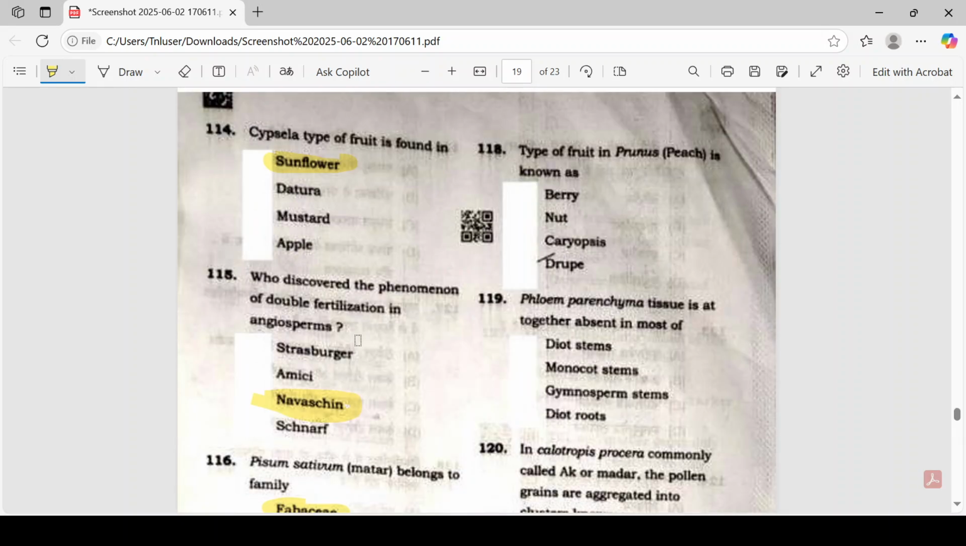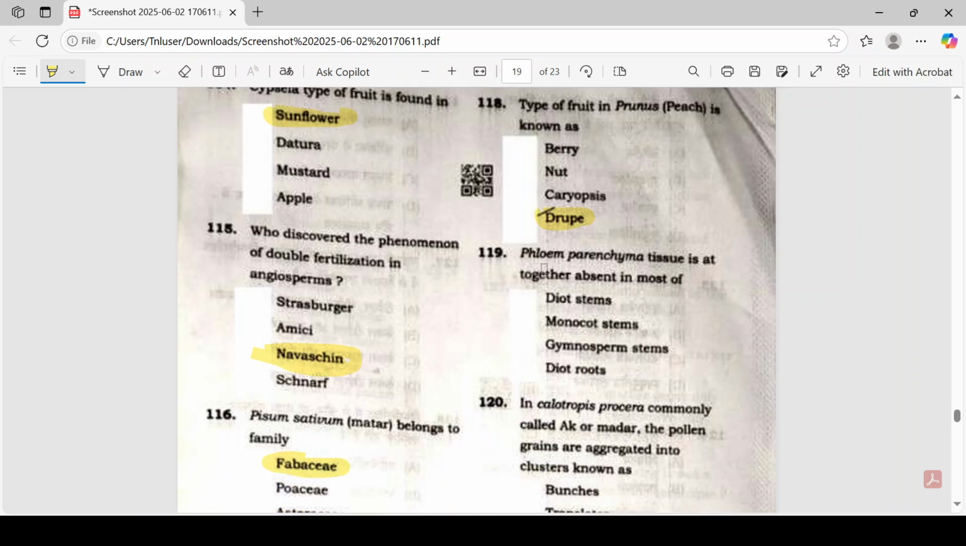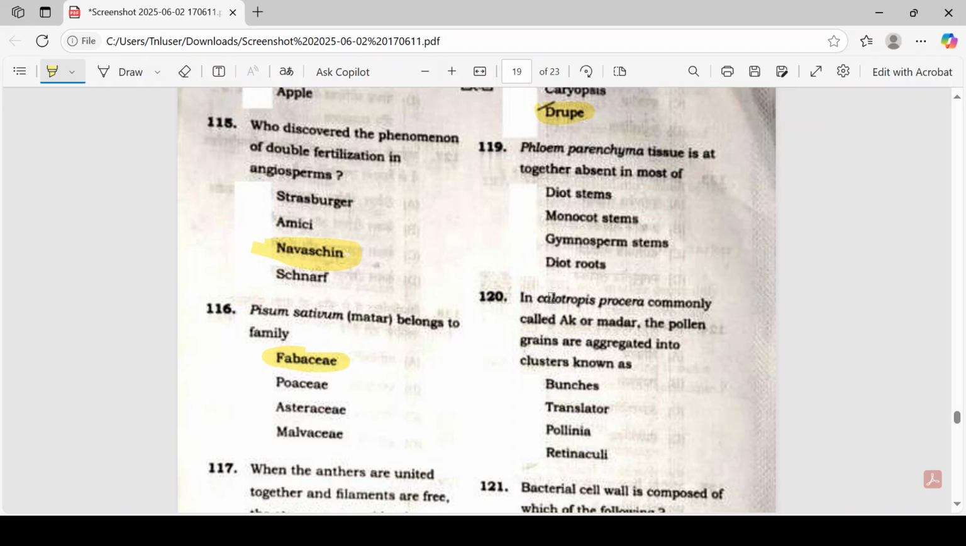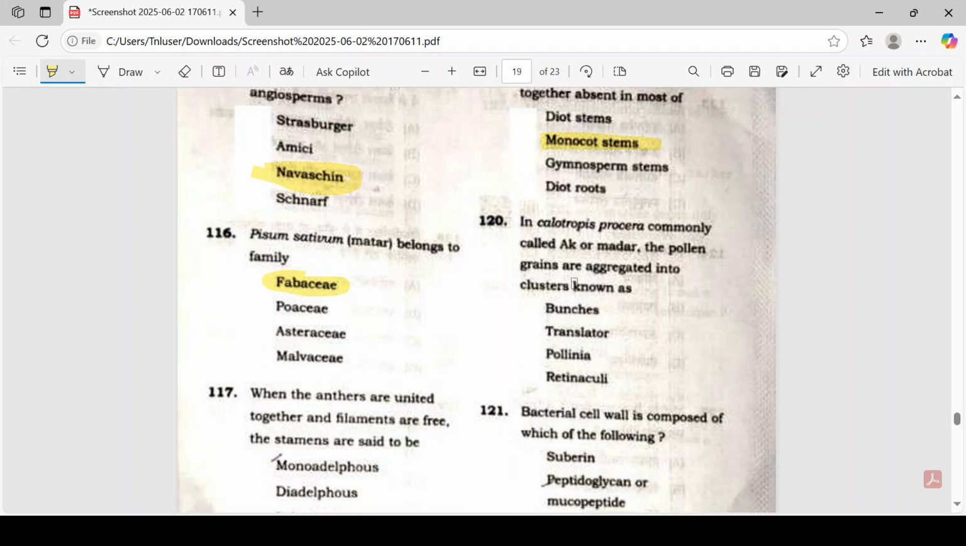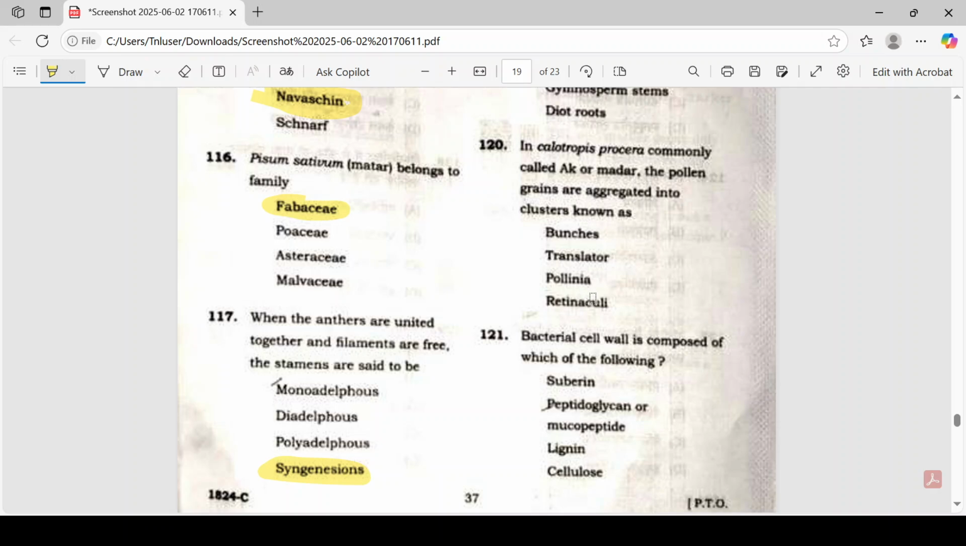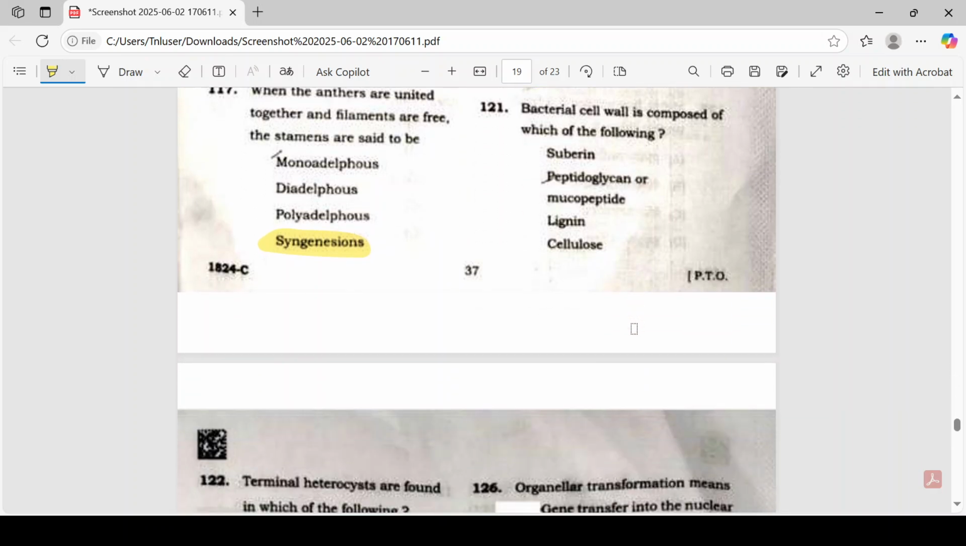Okay. Question 118. Type of fruit in Prunus, peach, is known as. So the correct answer will be, it is known as drupe. Okay. Phloem parenchyma tissue is absent in most of the, the answer will be monocot stems. Okay. Question 120. In Calotropis procera, commonly called aak or madar, the pollen grains are aggregated into clusters known as pollinia. That is option number C. For question 120, C will be the correct answer.